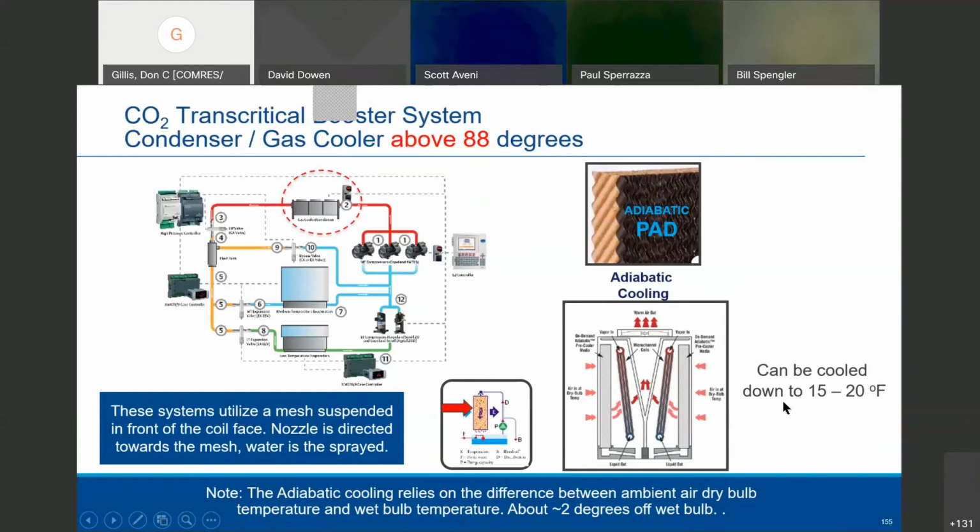So for example, if it was 90 degrees outside, it's going to see 85, okay? We're bringing that down by cooling this, bringing the air through that adiabatic cooler. We're bringing that temperature down somewhere between 15 to 20 degrees. The adiabatic cooling relies on the difference between the ambient air dry bulb temperature and the wet bulb temperature, about 2 degrees off the wet bulb typically, okay?